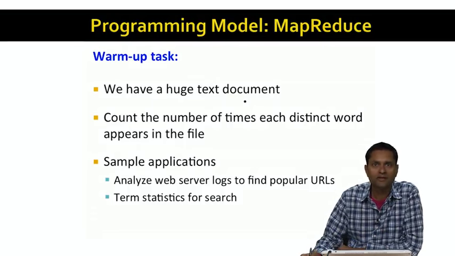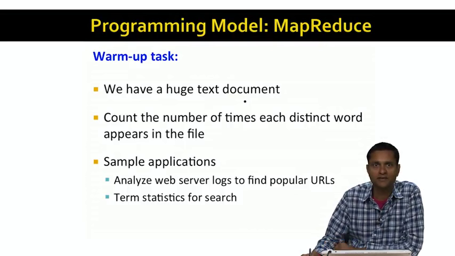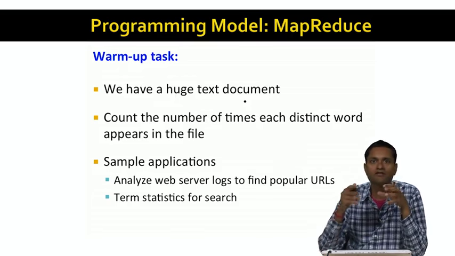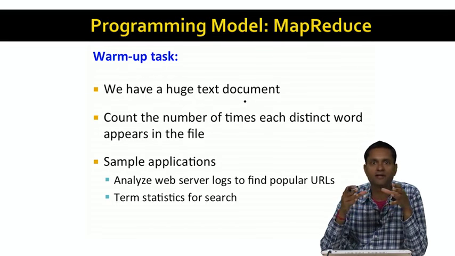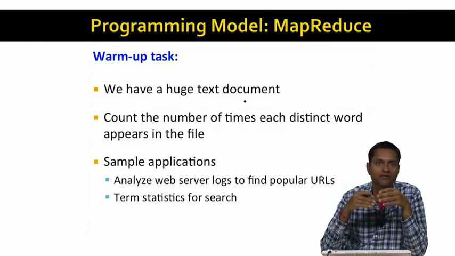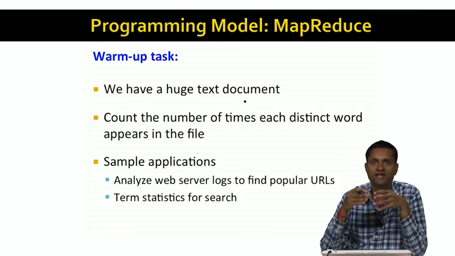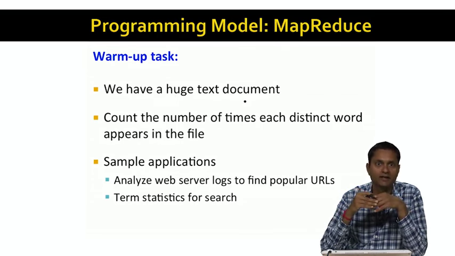Before we look at the actual MapReduce programming model, let's do a warm-up task. Imagine you have a huge text document, maybe terabytes long, and you want to count the number of times each distinct word appears in the file. For example, you may want to find out that the word "the" appears 10 million times and the word "apple" appears 433 times.